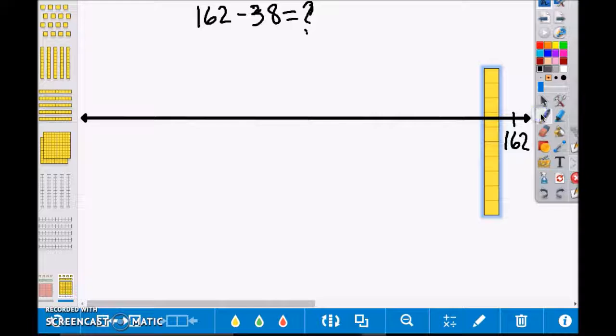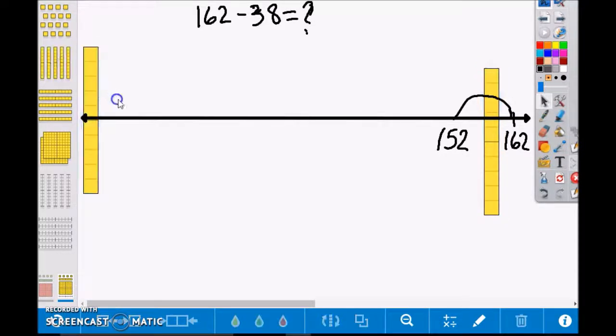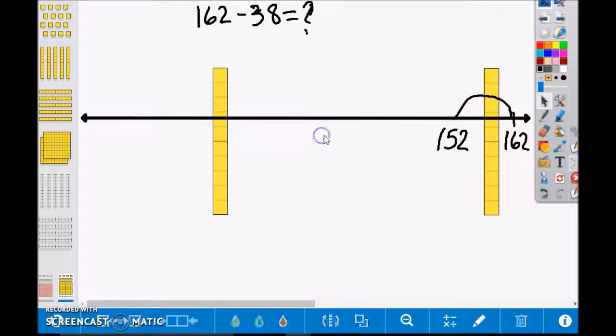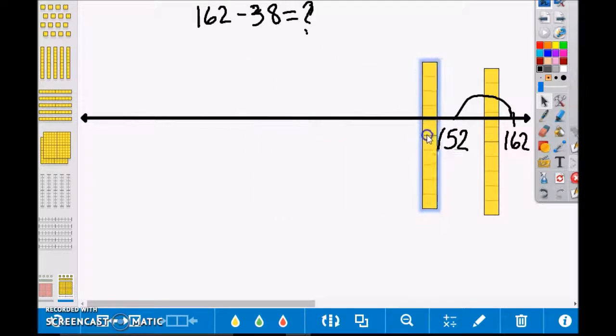In this section, we're going to use concrete models to show that she jumps 10 spaces back. After jumping 10 spaces, we've landed at the number 152. The concrete model helps us see that we've jumped 10 spaces. We're still not there yet, so we still have to jump another 10 spaces. This concrete tens block can show us that we're jumping another 10 spaces back. We will be landing at the number 142. So far we've jumped back 10 to 152 and another 10 to 142.